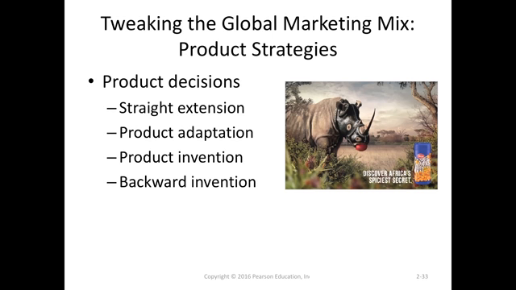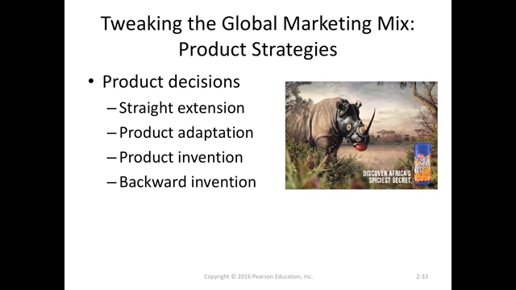Another thing you need to think about is the marketing mix. We know the 4 P's: product, price, place, and promotion. When you go overseas, you may or may not be able to use the 4 P's that you use at home, so you have to create new ones. The first one, the product, or the first P. There are some strategies that you could use. One we call product straight extension, adaptation, invention, and backward invention.